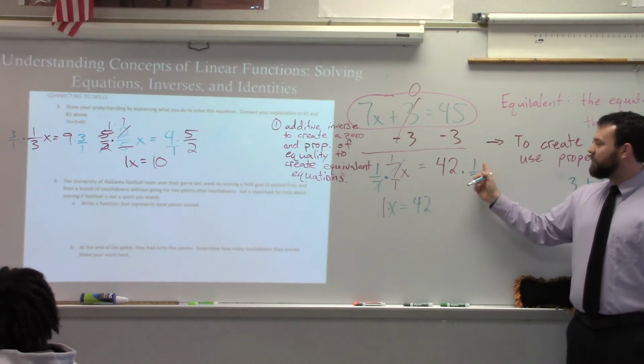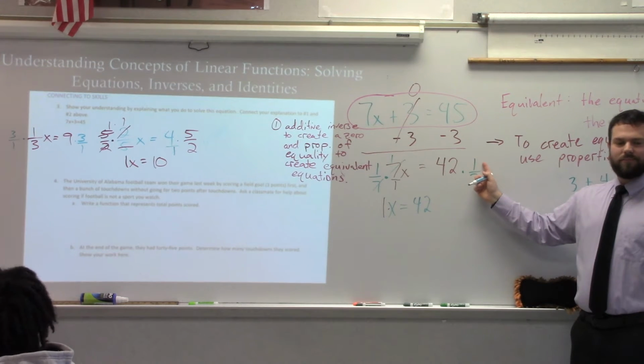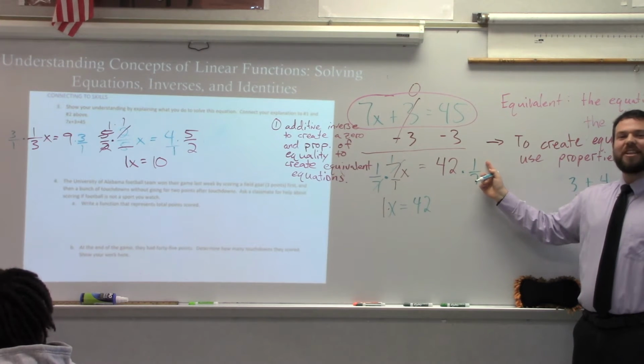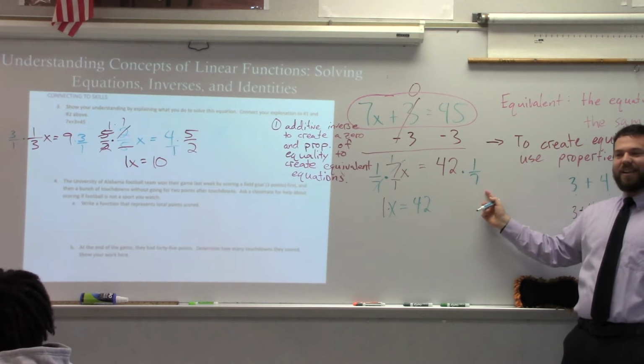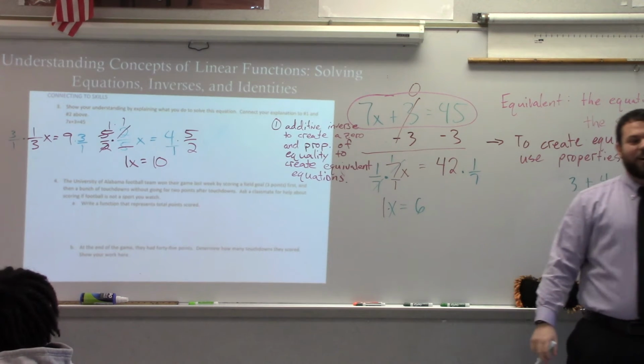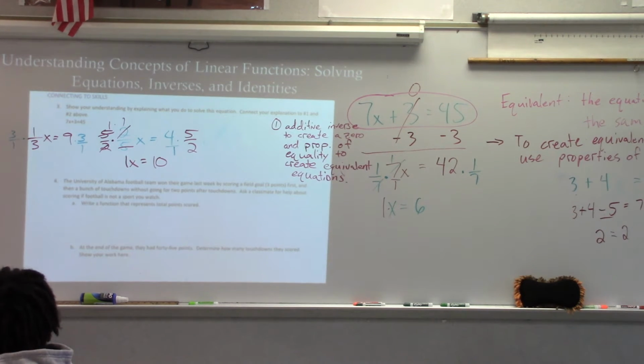So 42 times 1 is 42. What's 42 divided by 7? 6. Oh, is that the solution? Yeah. How do I check it? Plug it in. Or the more mathematical term is substitute it in, so check it.